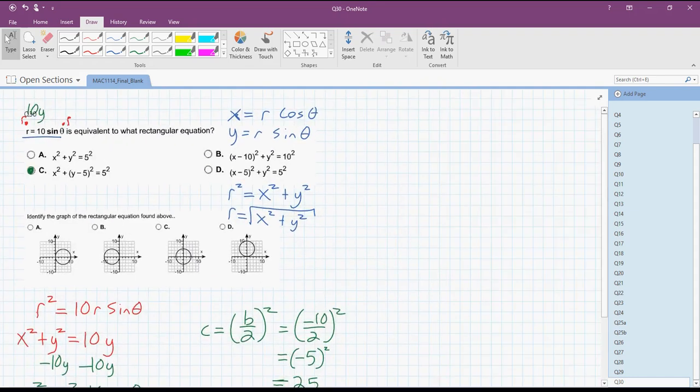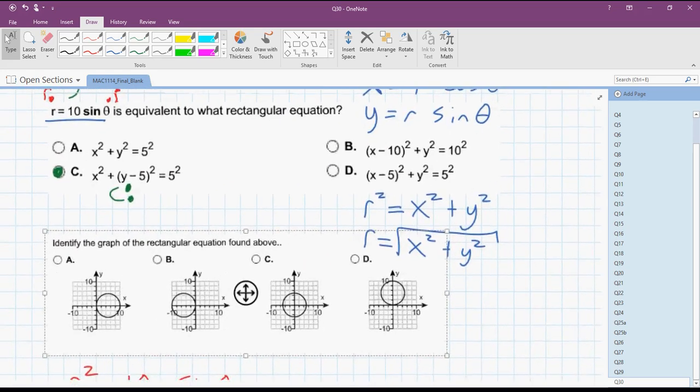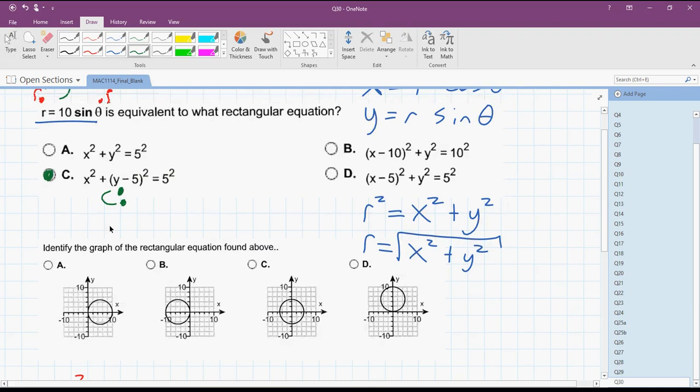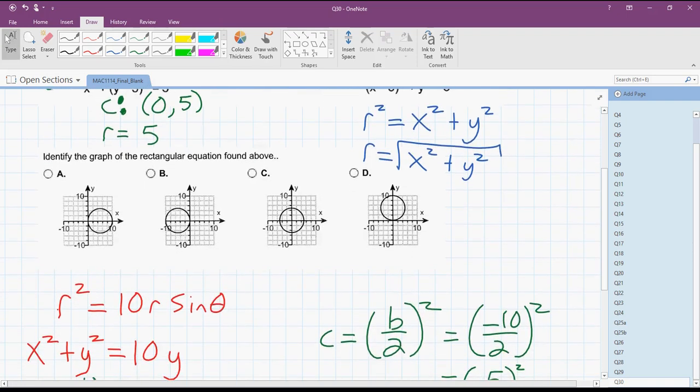So if you remember about circles, you've got h and k, which tell you the center. So what is your h value? 0. What is your k value? Positive 5. And then what's your radius? 5. So I need a circle that has a center of (0, 5) and a radius of 5. And that's going to be D.